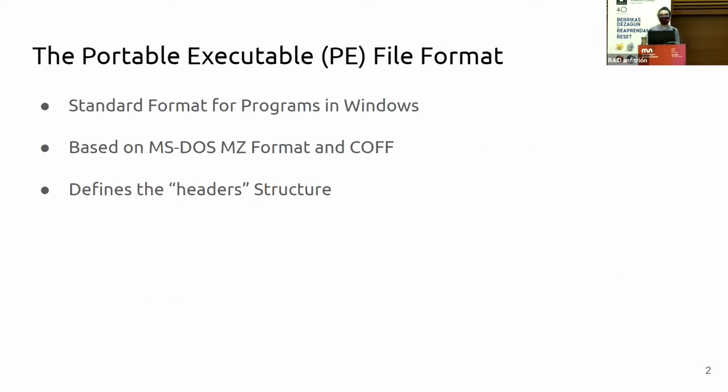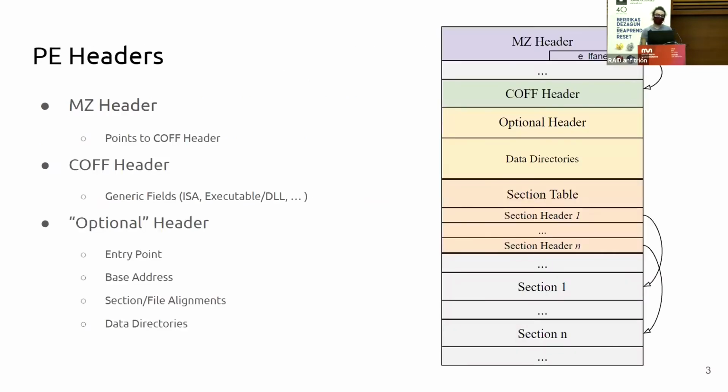It is based on the Microsoft DOS and COFF file formats and defines the headers, which are data structures that we find at the beginning of each program for Windows. In fact, each program starts with the MZ header, which nowadays is there only for compatibility reasons and only for the purpose of locating within the file where the COFF header starts. This other header contains generic information about the programs such as the instruction set architecture for which it is compiled, and whether it is a standalone executable or a dynamically linked library.